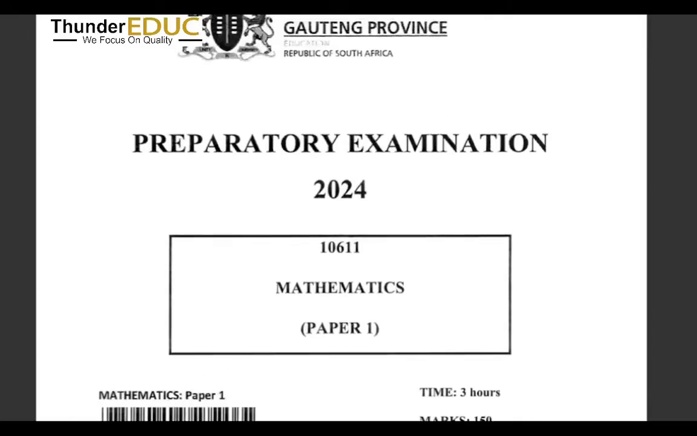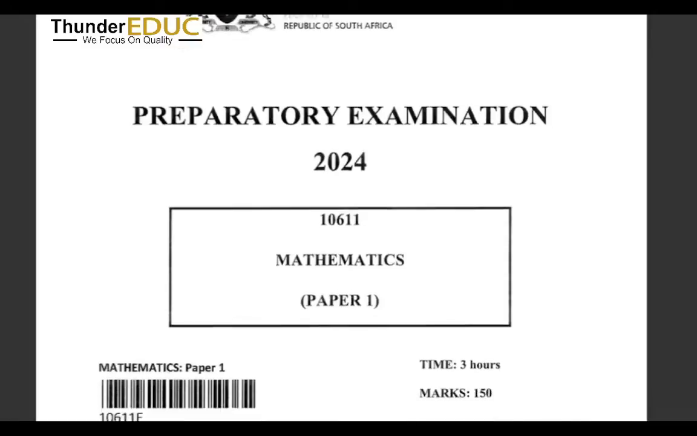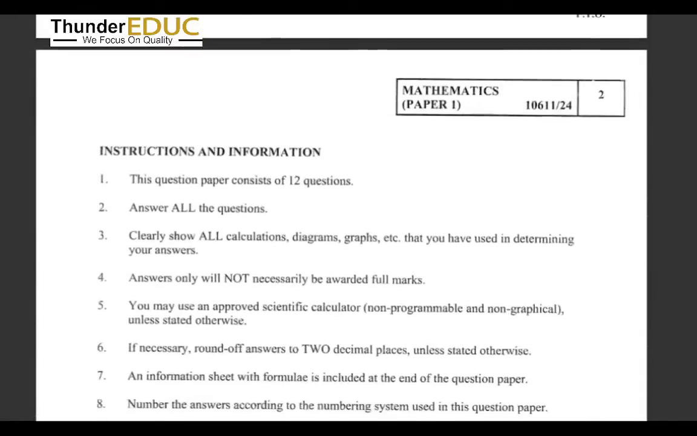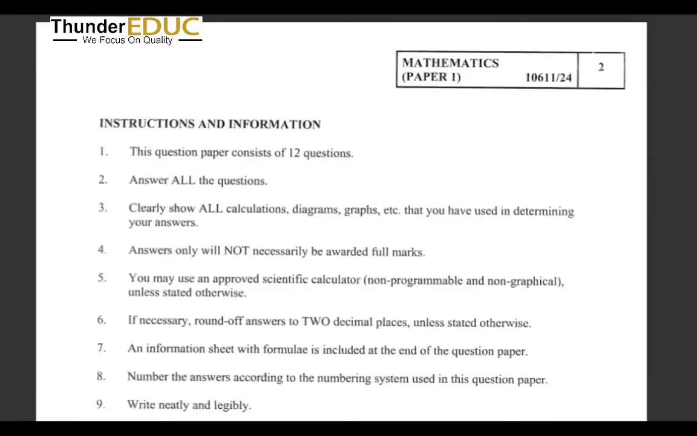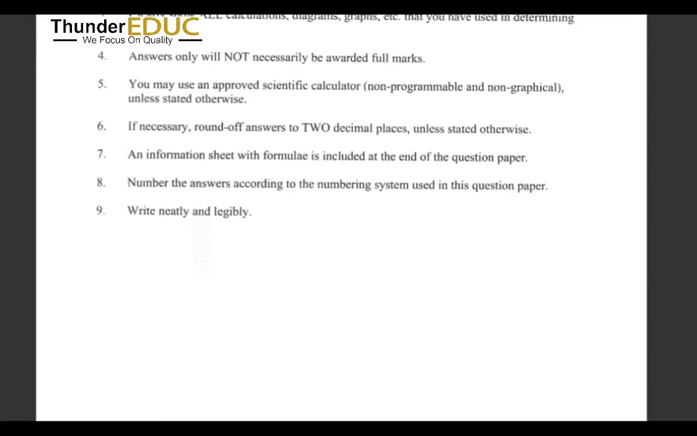2024 for the prelim exam for Gauteng province. All right, so the paper is a 3-hour paper out of 150 marks. The instructions are the usual ones, where all questions have to be answered. And in this case, we have 12 questions. Rounding off must be 2 decimals unless the question tells you otherwise. You need to write legibly.